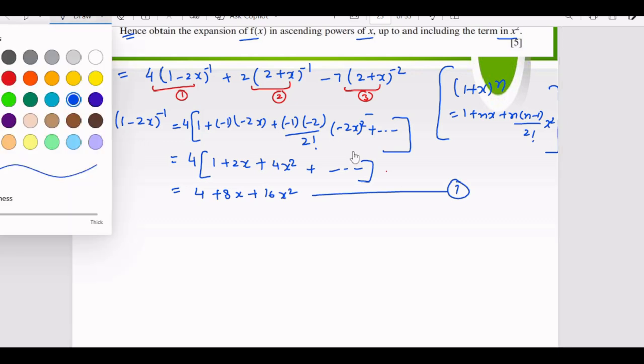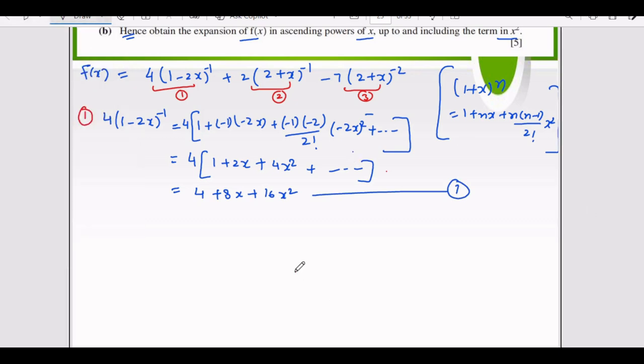Now the second term. We have 2 times (2 plus x) to the power minus 1. This is not in the 1 plus x form, so we need to take out 2. This 2 is already there, but there is another 2 which will come as 2 to the power minus 1. So this 2 to the power minus 1 will come outside here. Inside the bracket we will have 1 plus x over 2, to the power -1.